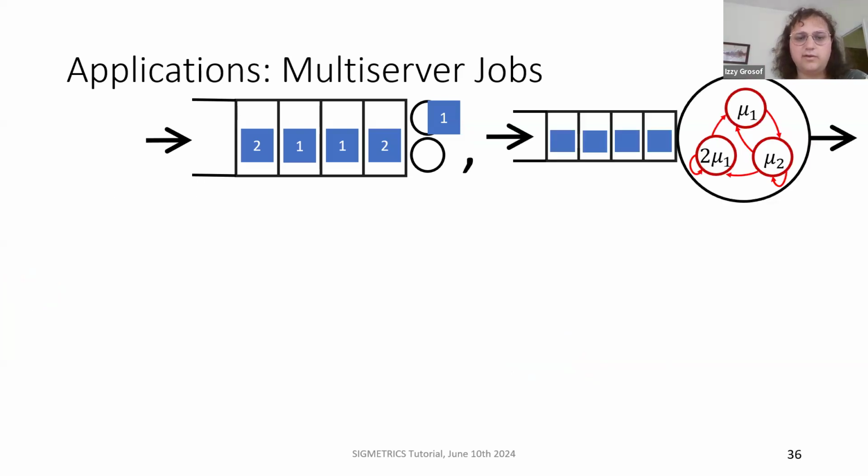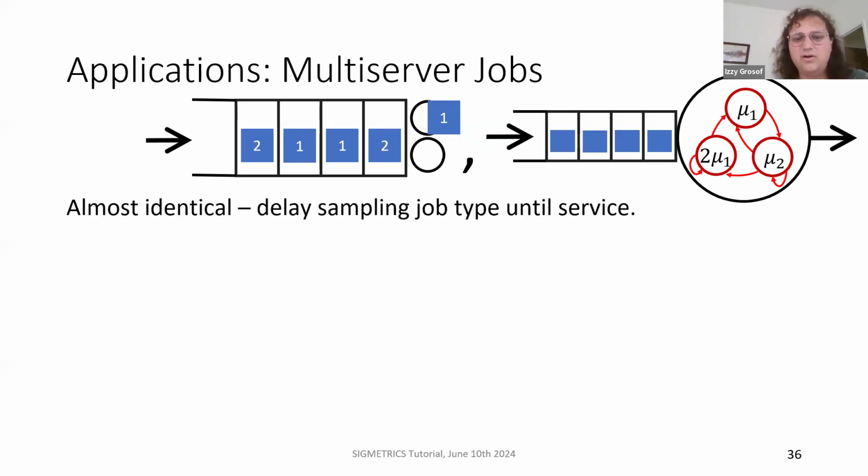Okay, so let's look at these two systems. We've got our multi-server job system and our MAMS system with a completion rate process that was modeled after this system. So are these two systems identical? Are they always going to have the same mean queue length and all that? Well, they're almost identical. In particular, we could delay sampling the job type until a job reached service or is eligible for service. And then they start looking really similar. So we just have a bunch of identical jobs in both systems, at least until things hit service.